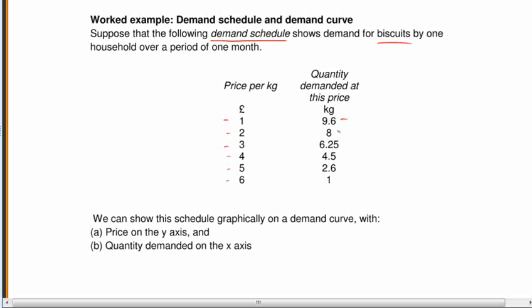If the price doubled, we would drop our demand to 8. If the price went up to £3, we'd only want 6.25 kilograms. If the price went up to 4, we'd want 4.5, and so on. So, can you see what happens? As price goes up, demand goes down. There's an inverse relationship. And I think that's what you'd expect. You think about any product. If there's a fall in price, the chances are you buy a few more of them. If there's an increase in price, you may not buy as many.